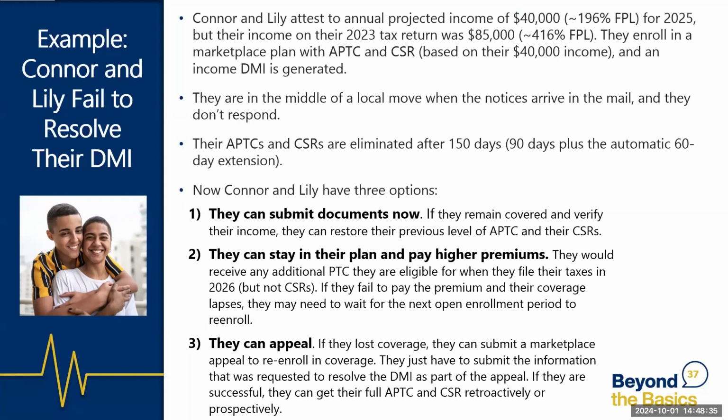Then the third option is they could just stay enrolled in their current plan, pay the full premium and the higher cost sharing amounts, and they'll still be able to claim the premium tax credit that they're eligible for when they file their 2025 taxes in 2026. But they can't get money back for the cost sharing reductions. So any services that they paid for, they're paying at a higher rate than they would have to pay if they were enrolled in a CSR plan. And if they lose coverage because they failed to pay their premium, then they'd have to wait until the next open enrollment period to get coverage again.